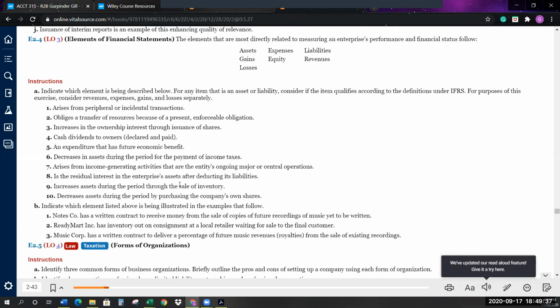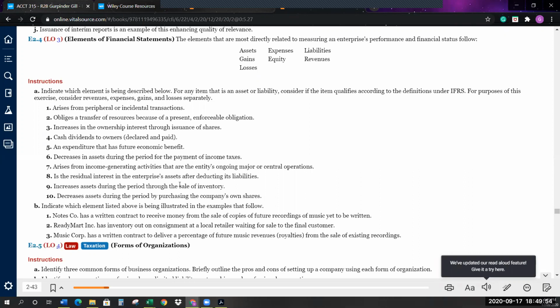Okay, so when you are paying your expenses, your asset goes down. Think of your journal entry. Okay, debit income tax expense, credit cash. Cash is an asset that's going down. So number 6 is an expense.